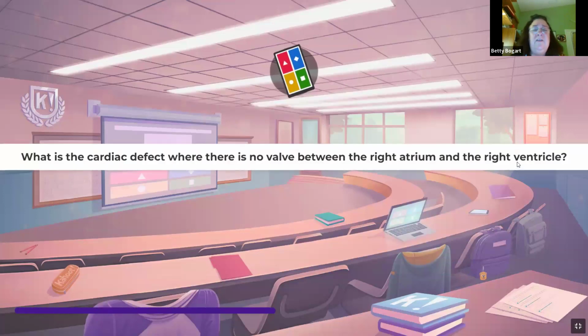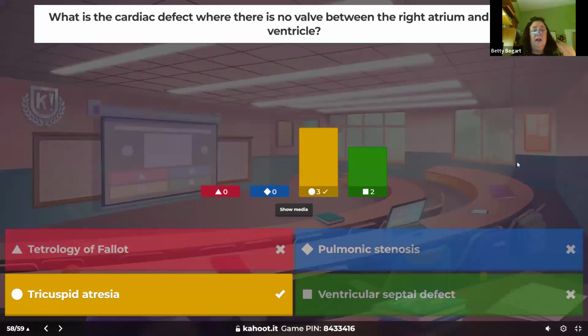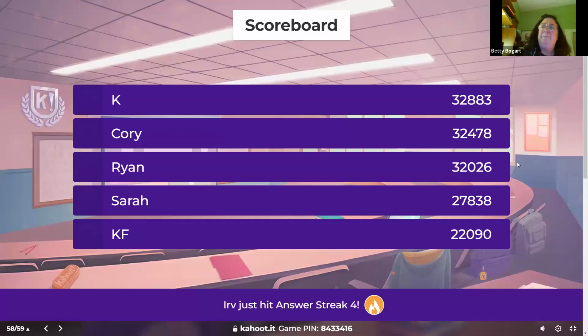What is a cardiac defect where there's no valve between the right atrium and the right ventricle? What valve is there between the right atrium and the right ventricle? It's your tricuspid valve, and it's called tricuspid atresia. Atresia means nothing, nothing's there. Stenosis is a slight narrowing. That means it's not open the whole way.